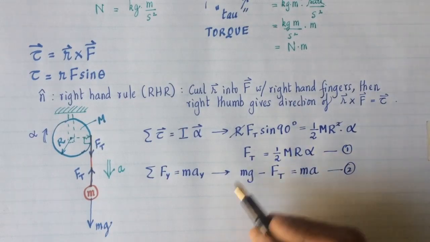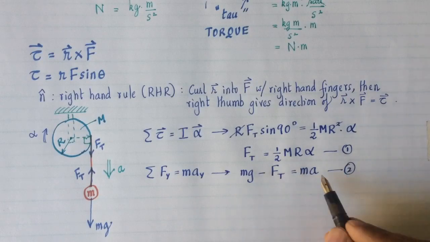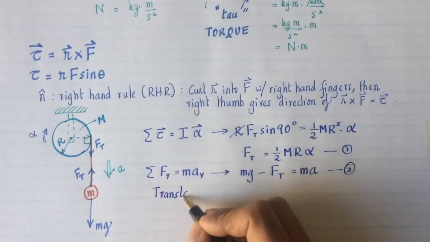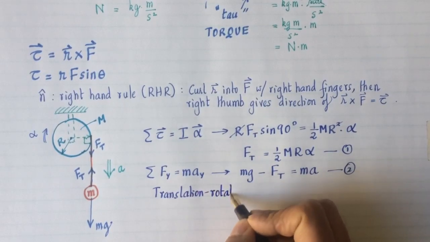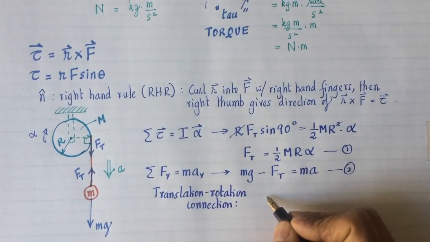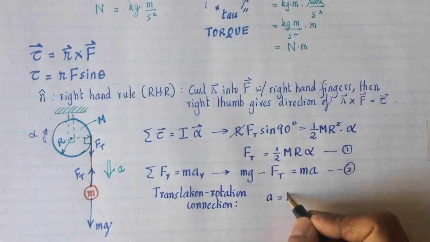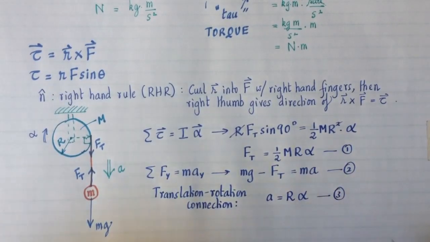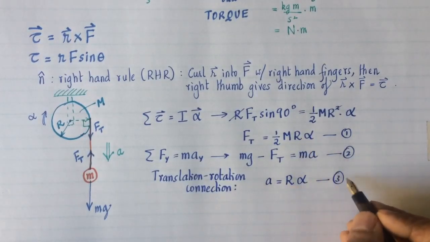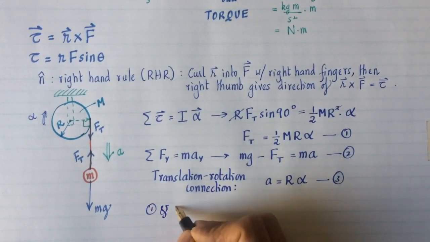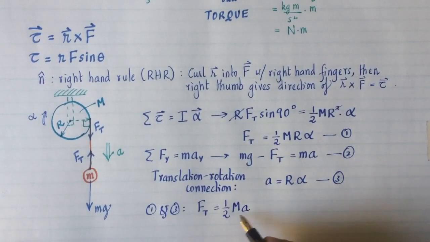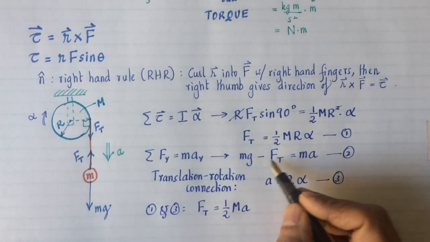So this may be a situation with three unknowns but only two equations. But you remember there's a nice connection between translation and rotation, so we have to use that, the translation-rotation connection. In one of the previous videos last week, I showed you that this takes the form of A equals R alpha. I'll call that equation 3. So with these three equations, we can solve the problem completely. I notice here immediately that R times alpha is in fact A. So what I'll do is put equations 1 and 3 together to get Ft equals 1/2 MA, and then I can substitute that in to solve the problem.